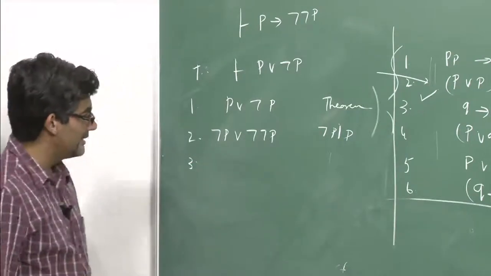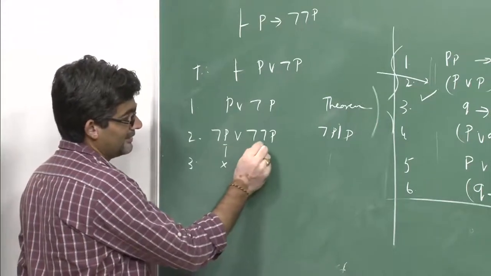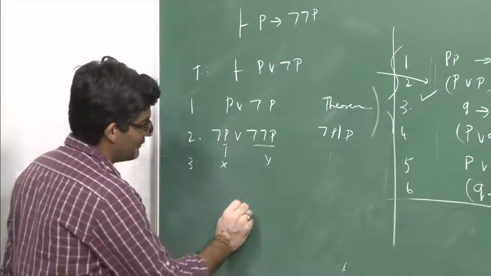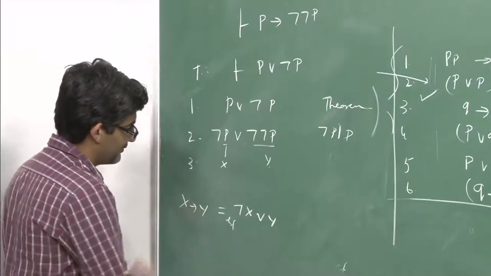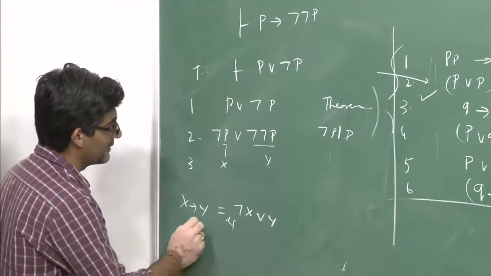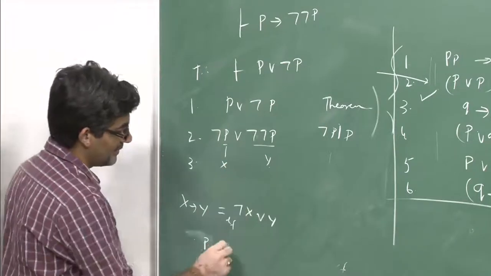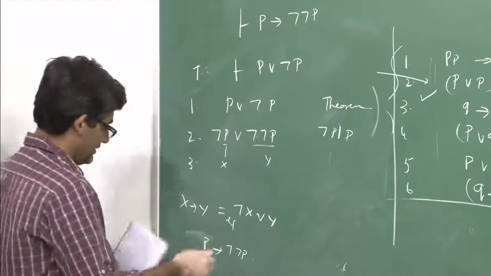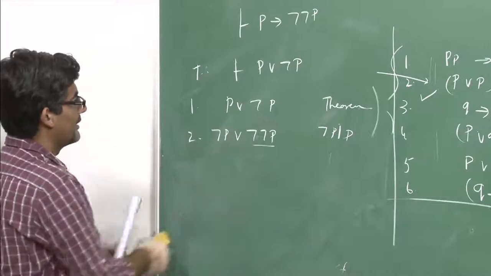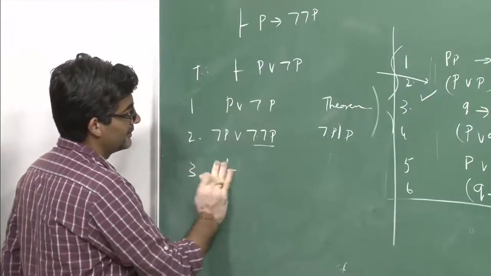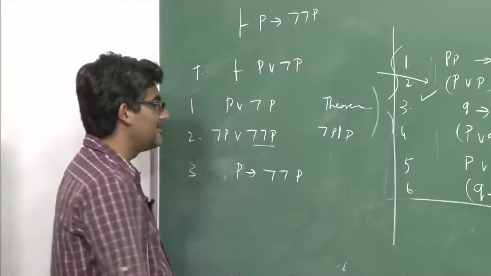So now by definition, suppose you view P as X and this whole thing as Y, then this is in the form not X or Y. So this is same as, by definition, X implies Y. So what is X here for us? This is not P, and Y is not not P. So that means in the third step, this by definition leads to P implies not not P.